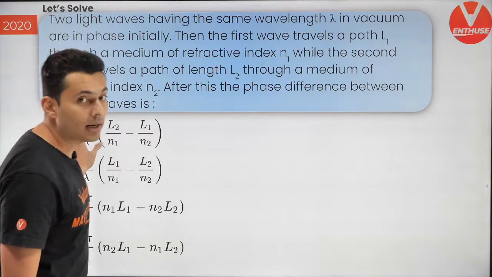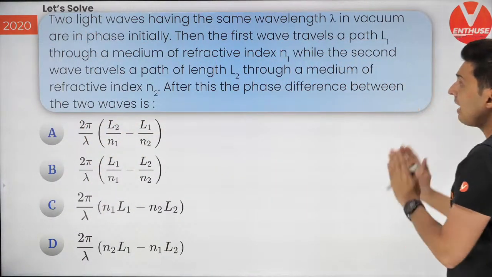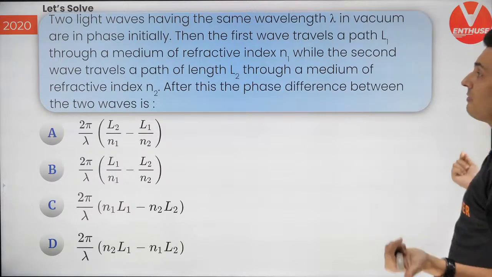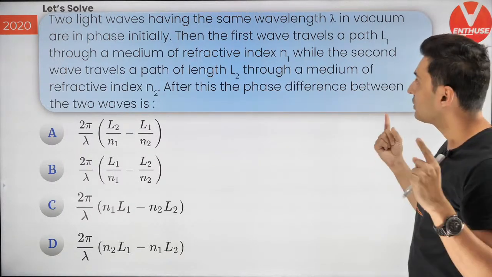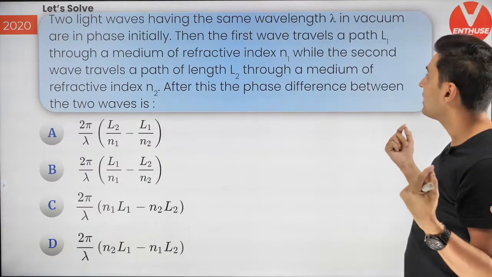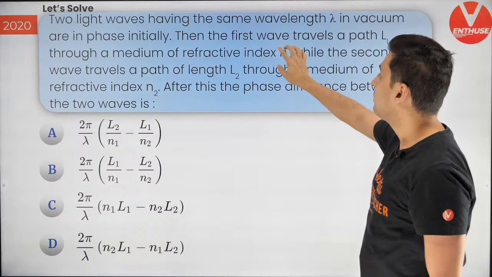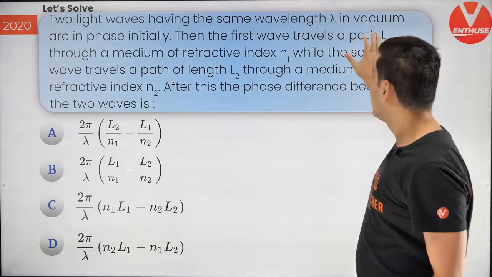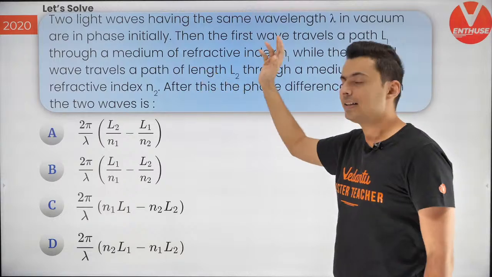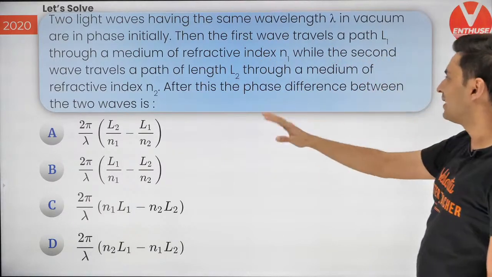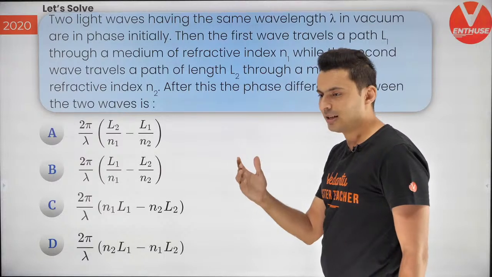Looks crazy, but do not get scared. Two light waves having same wavelength in vacuum are in phase initially. So two light sources or waves have same wavelength and they are in phase. One of the waves passes through a medium of refractive index n1, length l1. Another one travels through refractive index n2, length l2. What is the phase difference between the two waves? Options are given. Let's try to figure it out.